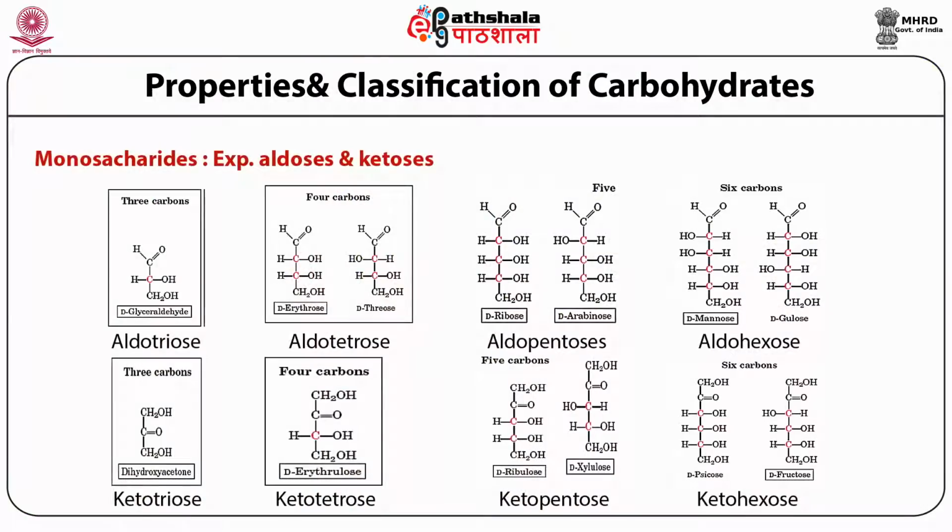Classification of carbohydrates, further: monosaccharides, aldoses and ketoses. If an aldehyde group is present in the molecule, it is known as an aldose; if a keto group is present, it is known as a ketose. If only 3 carbons are present, it is called a triose. If 4 carbons are present, it is a tetrose. If 5 carbons are present, it is called a pentose. If 6 carbons are available, it is called a hexose. If it is an aldehyde, aldohexose; if it is a keto group, then ketohexose.